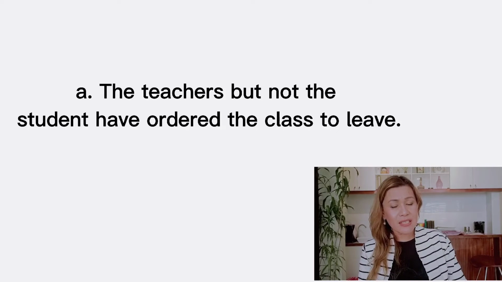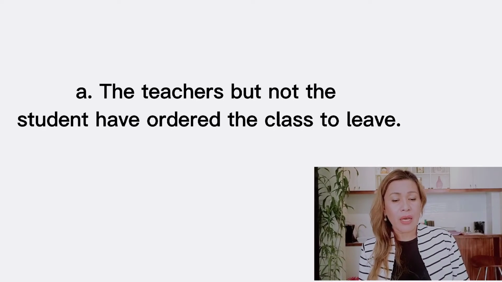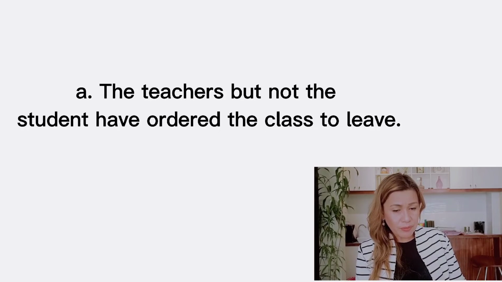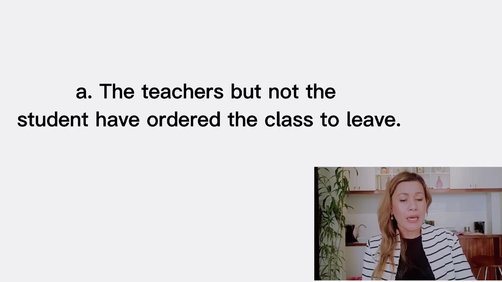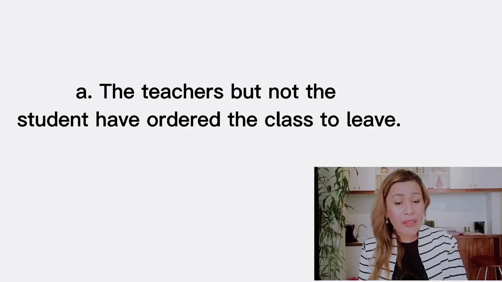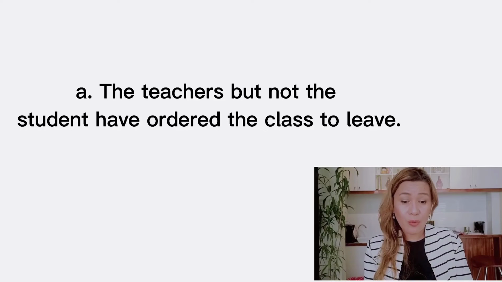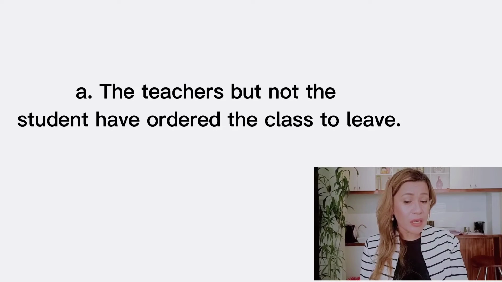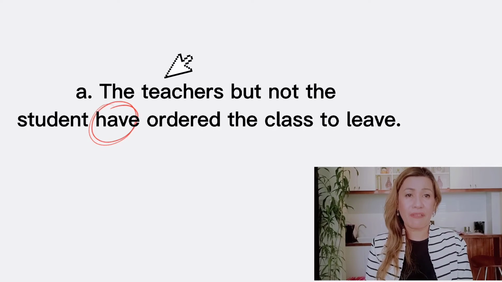Let's analyze this sentence. So, talking about positive and negative subjects. The teachers, that's our positive subject, but not the student. Okay? Not the student, this is the negative subject now. So, the rule says, our agreement lies on the positive subject and the verb. So, the verb now agrees with the positive subject, not with the negative. So, our positive subject is the teachers, the word teachers, plural. Therefore, our verb here is have.